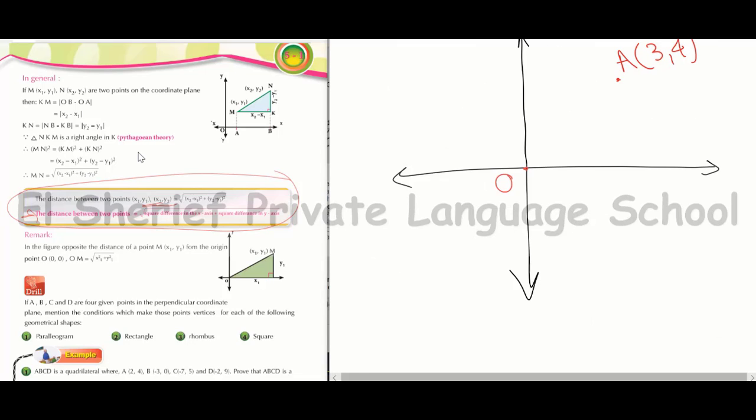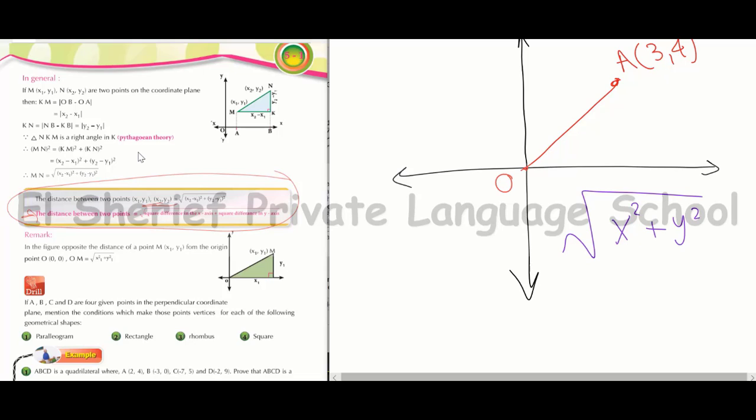Now we have some special cases of the distance between 2 points. The first one is the distance between any point and the origin point, like this, the distance between O and A. The distance between any point and the origin point is the square root of x power 2 plus y power 2.